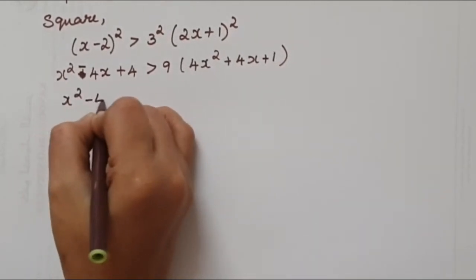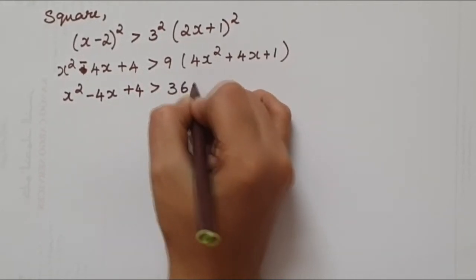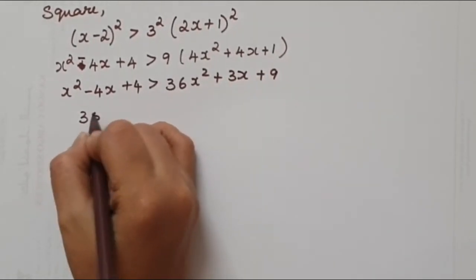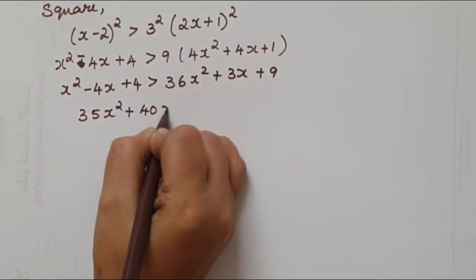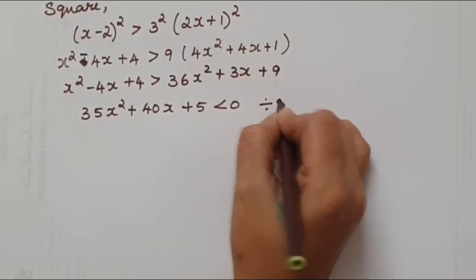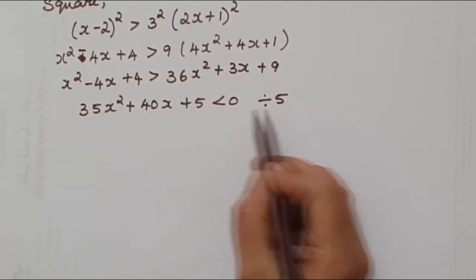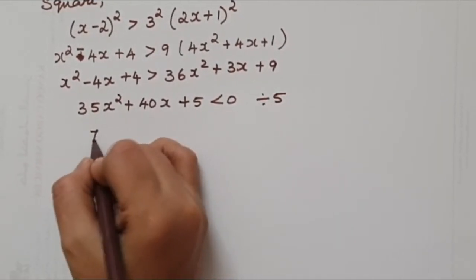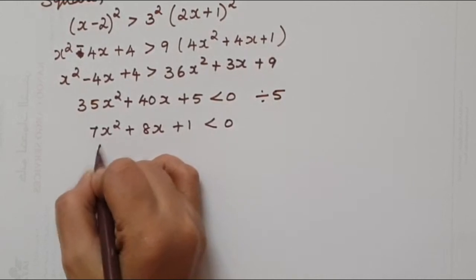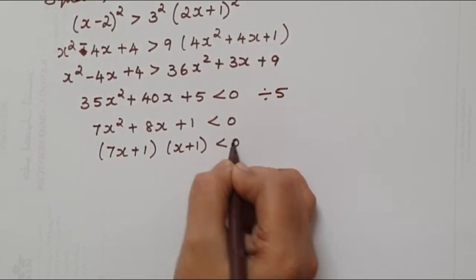So it is x squared minus 4x plus 4 is greater than 36x squared plus 36x plus 9. When we simplify it, we get 35x squared plus 40x plus 5 is less than 0. Now we divide this equation by 5. So it gives us 7x squared plus 8x plus 1 is less than 0. When we factorize it, we get 7x plus 1 times x plus 1 is less than 0.